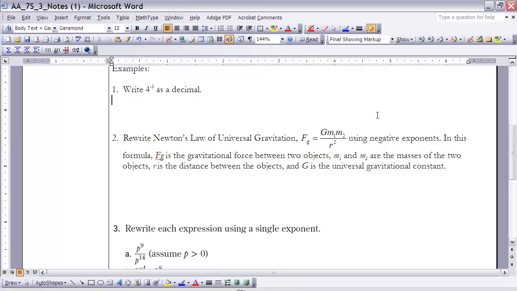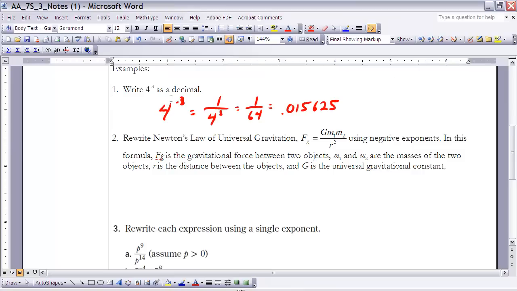So let's take a look at example 1 here. It says write 4 to the negative third as a decimal. So I can write it first as a fraction and then change that fraction to a decimal. Let's take a look at what that would look like.